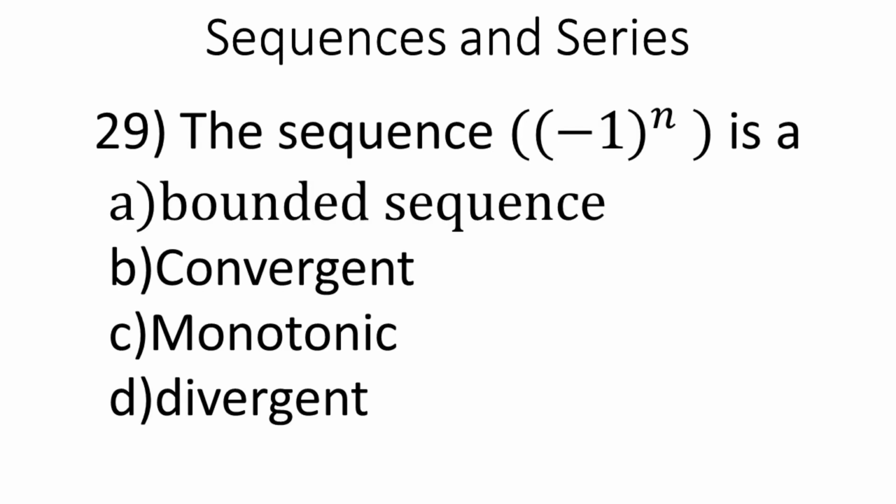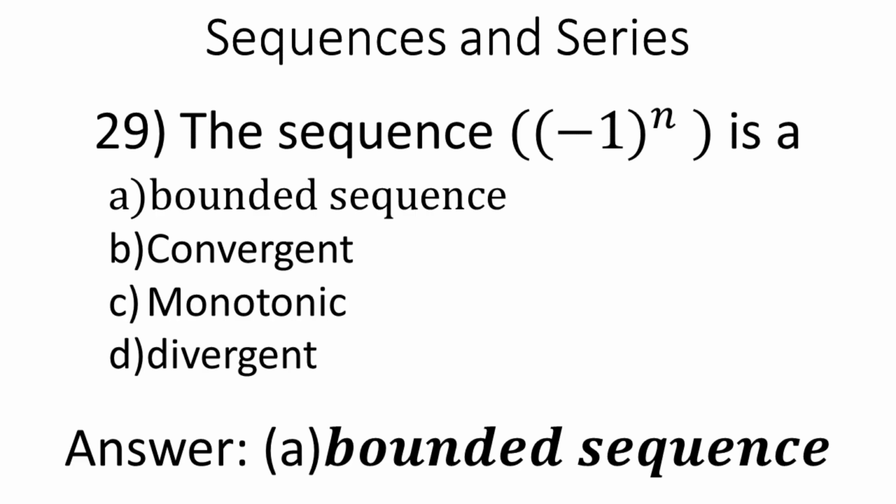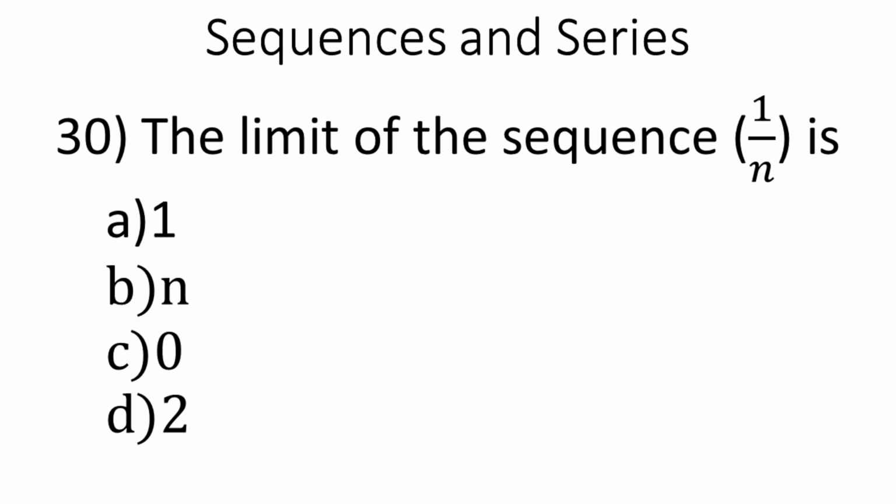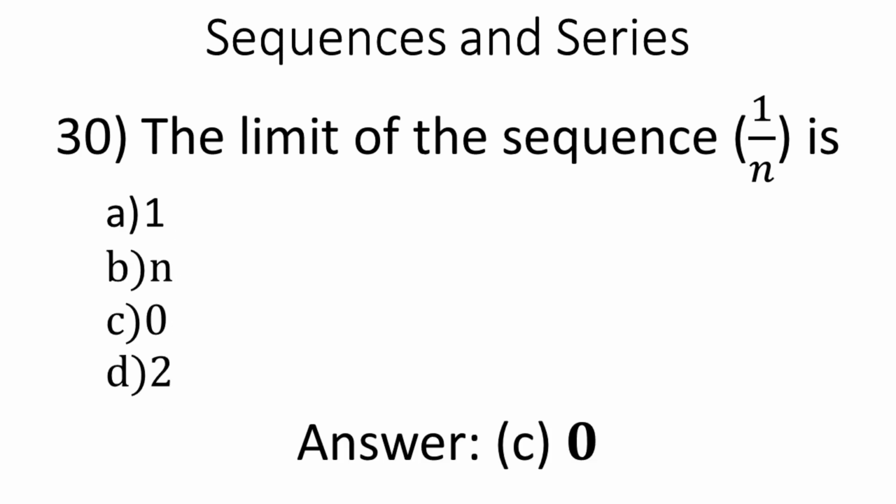Question number 29. The sequence minus 1 power n is a dash sequence. We know that the terms of the sequence are minus 1, plus 1, minus 1, plus 1, etc. Clearly this is a bounded sequence, not convergent, not monotonic, not divergent. Answer is option A. Then question number 30. The limit of the sequence 1 by n is 0. Easy question.